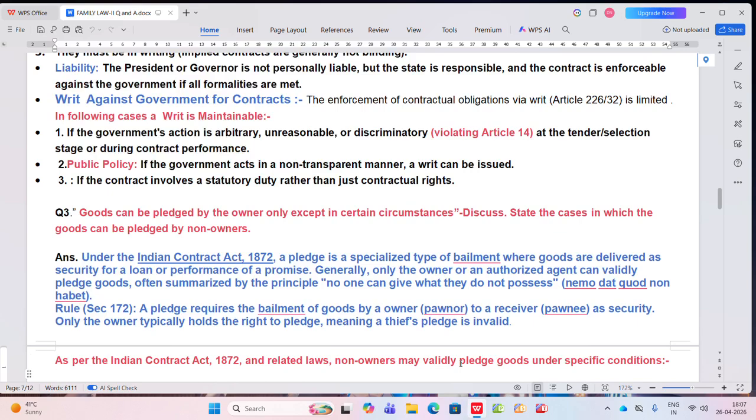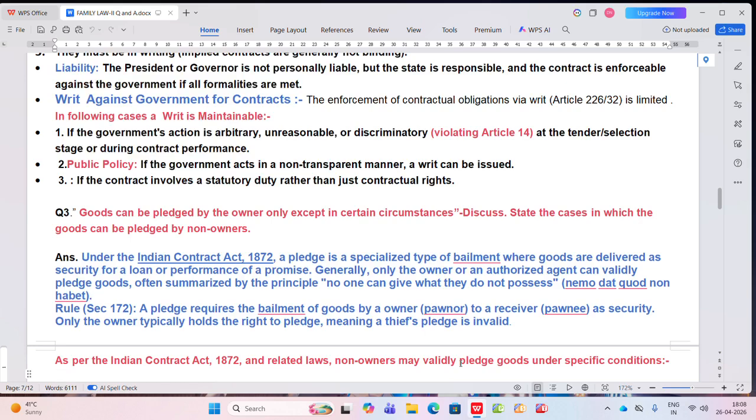Goods can be pledged by the owner only, except in certain circumstances. Discuss. State the cases in which goods can be pledged by non-owners. The answer will be, under the Indian Contract Act 1872, a pledge is a specialized type of bailment where goods are delivered as security for a loan or performance of a promise.